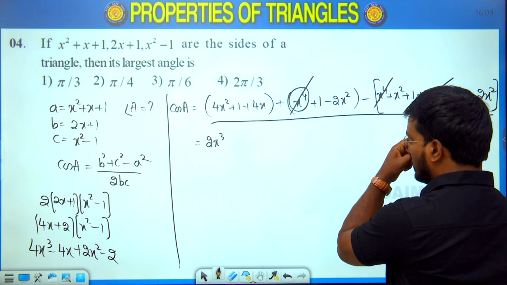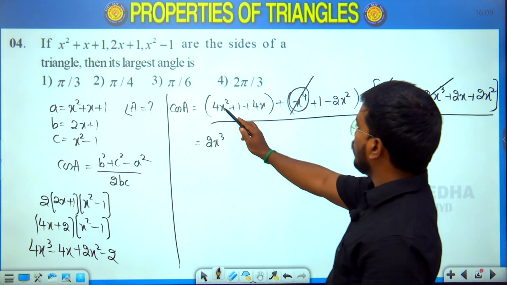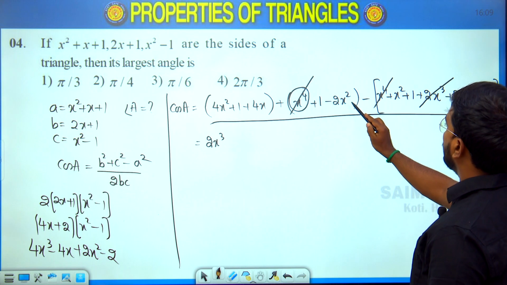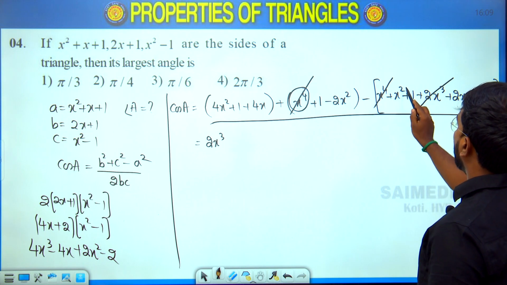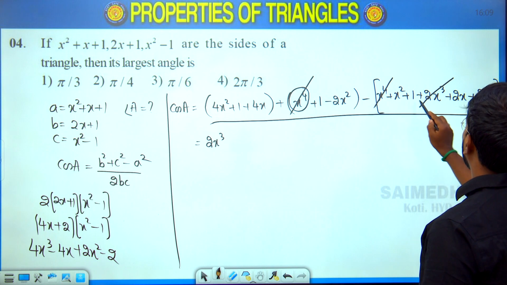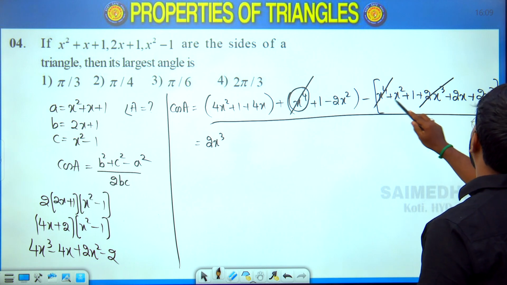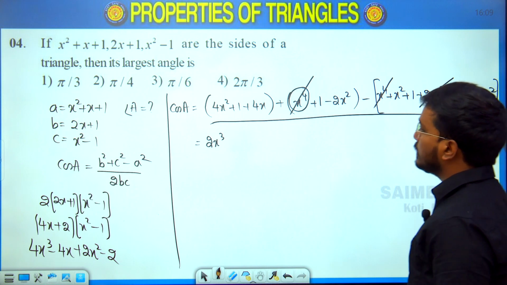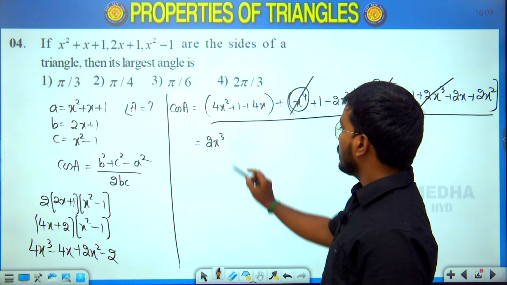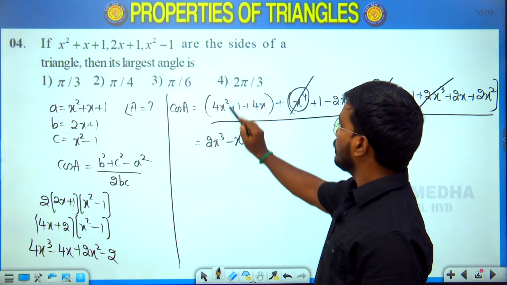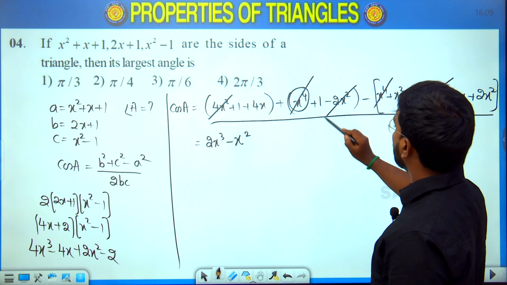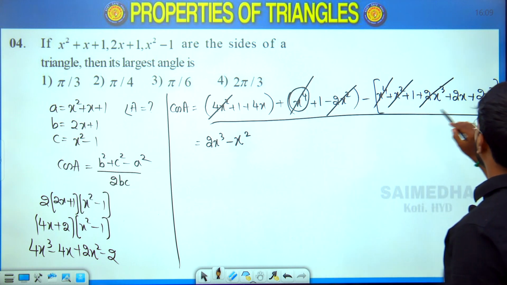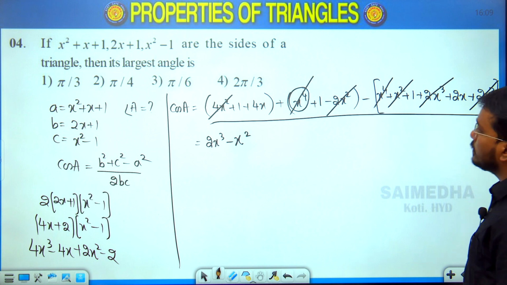Then, can you see the x square term? Yes, 4x square, and this is minus 2x square. 4x square minus 2x square is 2x square. 2x square minus x square is x square. x square minus 2x square is minus x square. Okay, you are going to get minus x square.